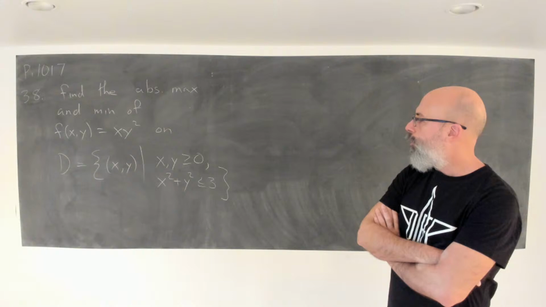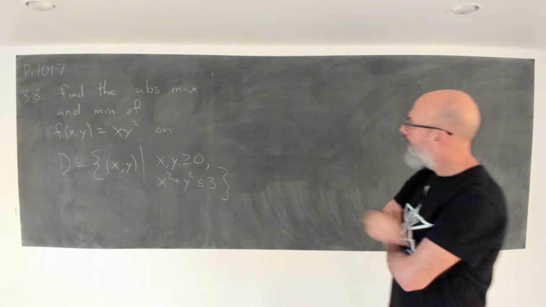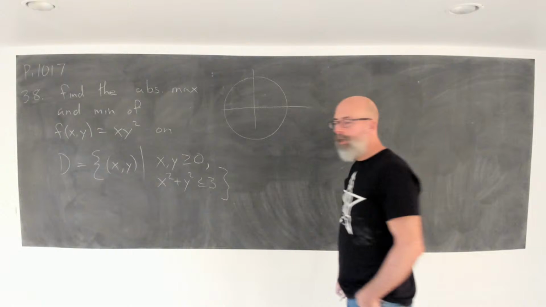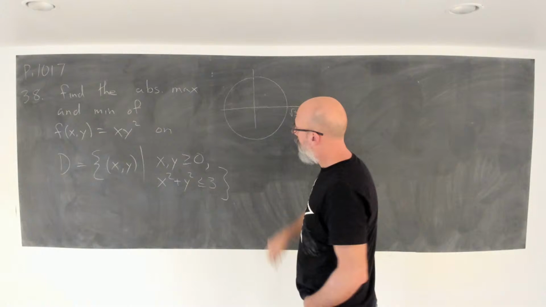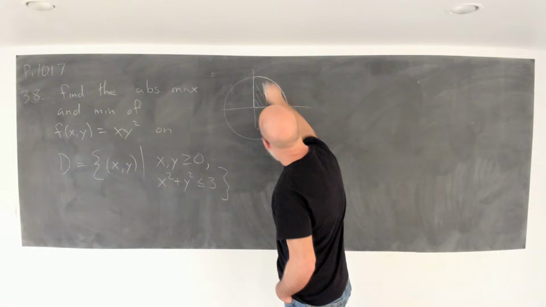Why don't we take a moment to draw the domain here? You know what the domain is. X squared plus y squared less than or equal to 3. You know that that is a circle of radius root 3. And we want x and y bigger than or equal to 0. So this is your domain D.